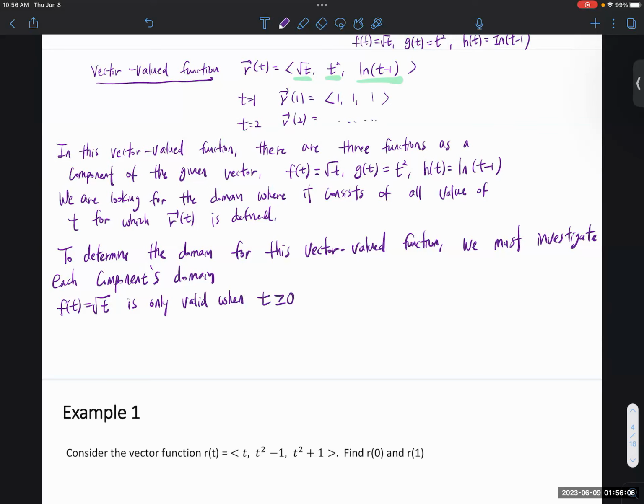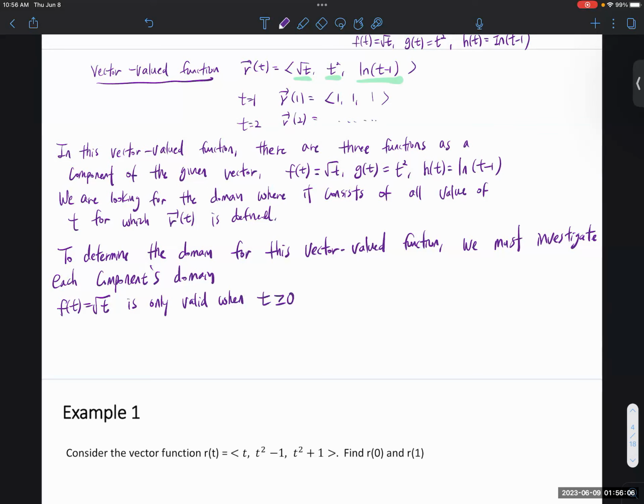Second, the g function, t second power, is valid when t is all real numbers. So we are looking for the domain of the quadratic function. If you remember, the domain of a quadratic can be any number, negative infinity to positive infinity.